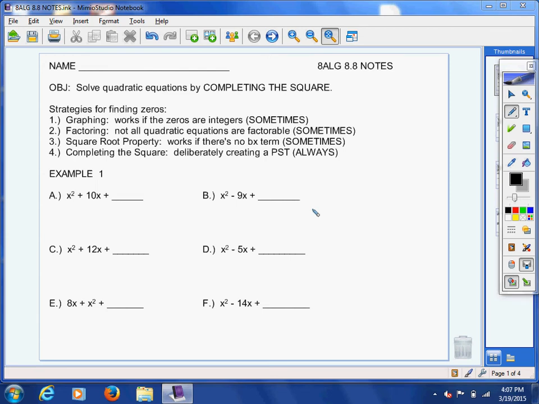We are going to jump right into our next strategy for solving quadratic equations. We've been working super hard on learning how to graph to find those zeros, to factor, if it's factorable, to find those zeros, to use the square root property. And now our fourth strategy, and we have 5 strategies. This is our fourth one called completing the square.